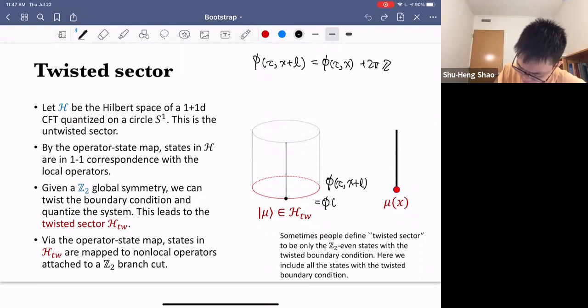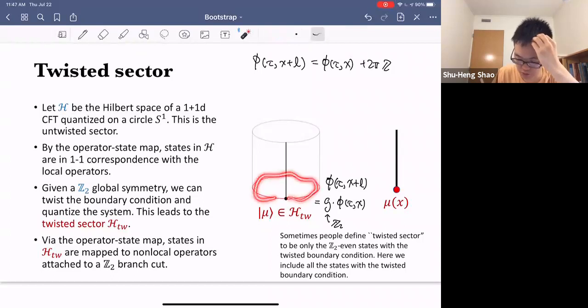So let me write it differently. Here's a Z2 action. As you travel around the circle, you don't go back to itself, but rather there can be a Z2 action on phi. The Z2 action can be flipping the sign of phi, as typical in an orbifold, or it could be shifting phi by a certain amount. So this modifies the quantization and gives you a different Hilbert space, and I will call that a twisted sector, H sub TW.